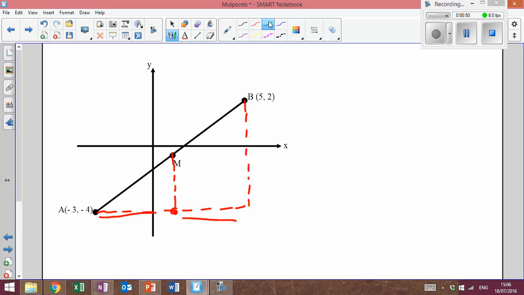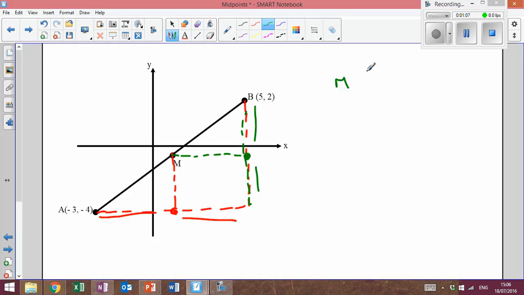Similarly, if you look up the way, that M is going to fall bang in the middle. So that is exactly the same length as that. And we can use that to find the coordinates of M.